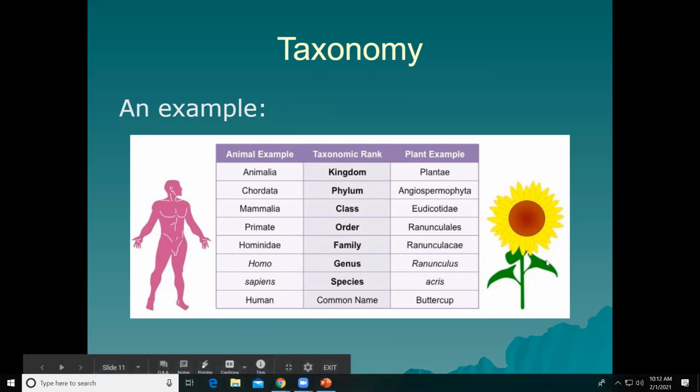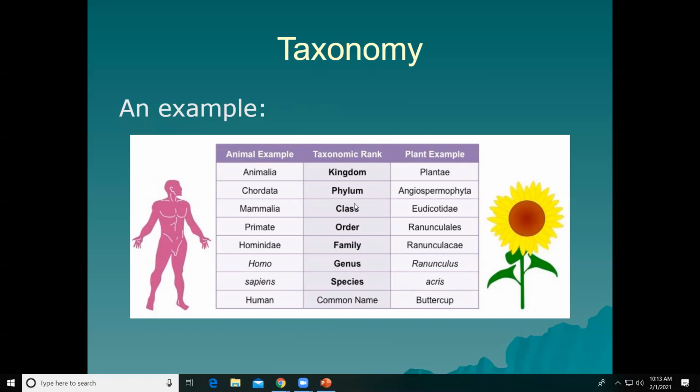Let's look at another example here with plants. The kingdom for plants would be Plantae. The phylum for plants is based on how they reproduce. In this case, the sunflower uses what we call angiosperm, and so their phylum is Angiospermophyta. On the class, order and family, I can be honest, I'm not exactly sure here. But looking at the actual species, this is what we call Ranunculus acris, which is the buttercup sunflower. There are other types of sunflowers out there, so their genus would still be Ranunculus, but their species would be a different name. This is looking at the specific buttercup type of sunflower.